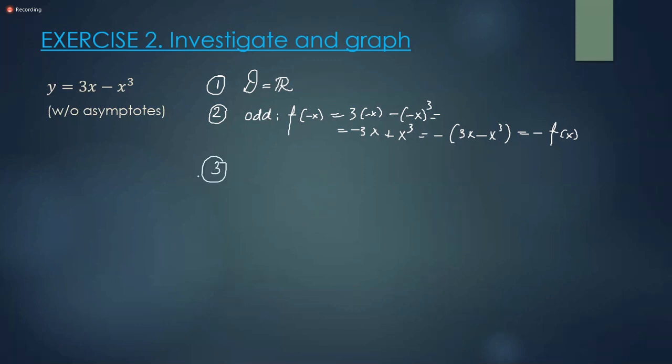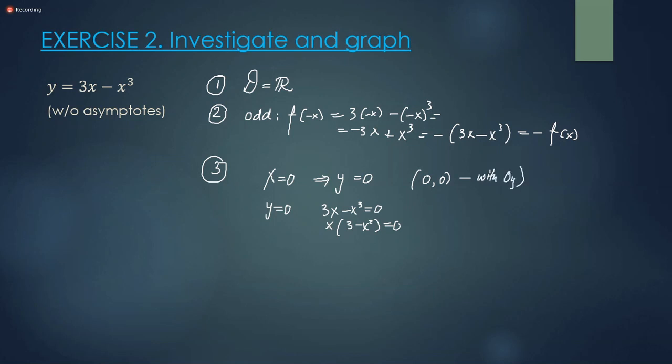The next thing is zeros and intercepts. So if x is 0, then y is 0. So we have one point, (0, 0), through which this graph passes. The second one, if y is 0, we have 3x minus x cubed is 0, x times (3 minus x squared) is 0. So this is with the y-axis. Now here with the x-axis, we see x is 0, so that's the same origin again.